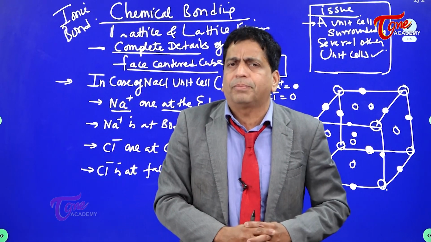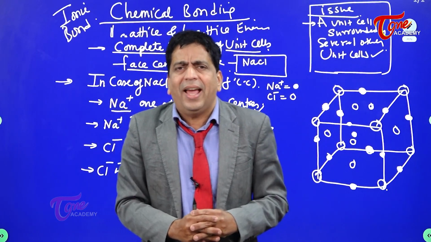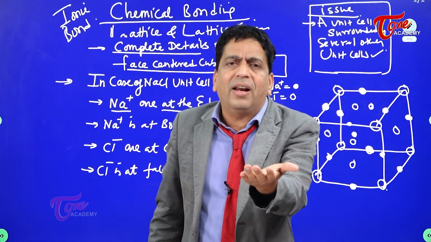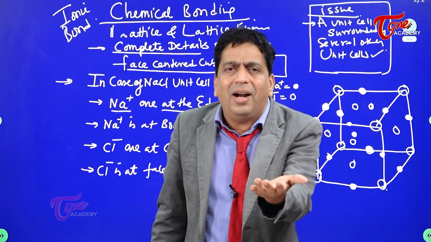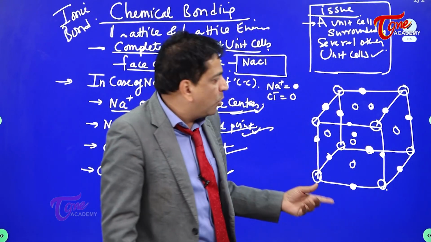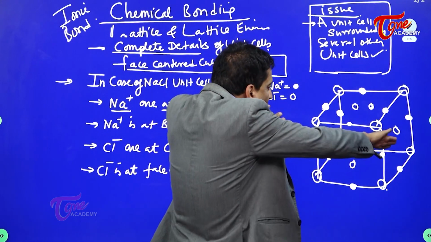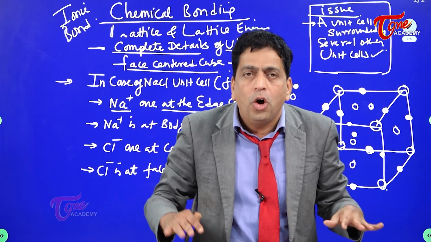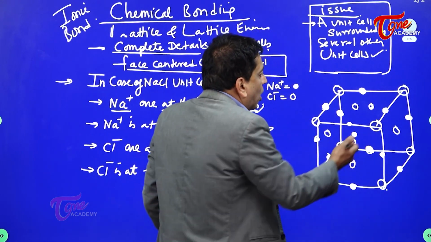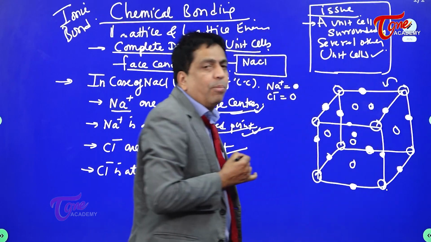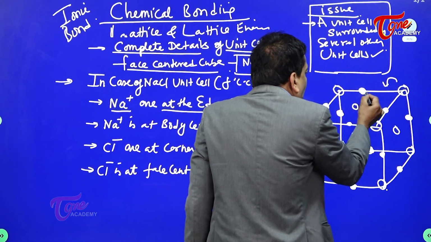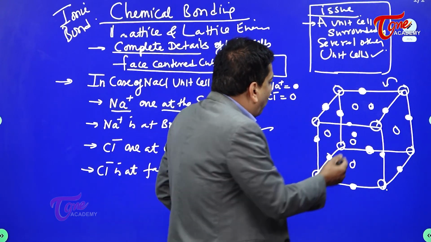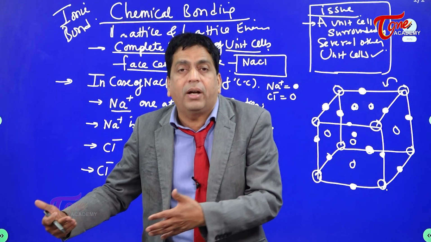Now the issue is a unit cell is not isolated. You are not taking that in your hand and putting it on your hand like a decorum piece. You can't do that. This one is surrounded by several other unit cells. It's not an isolated entity. So a corner point does not belong to it completely. The face-centered point does not belong to it, and the edge-centered point does not belong to it completely.